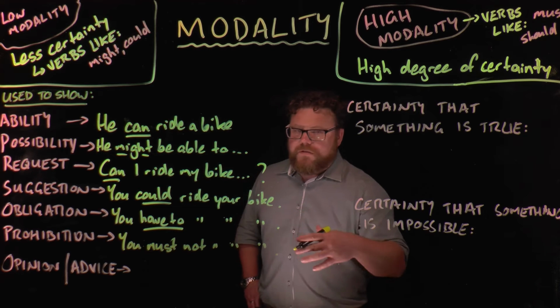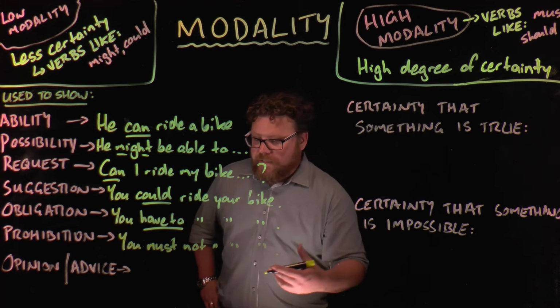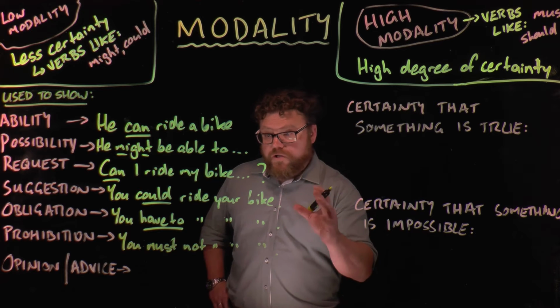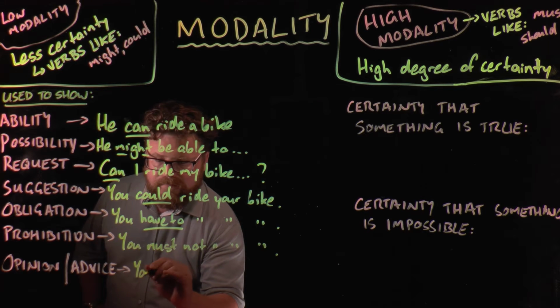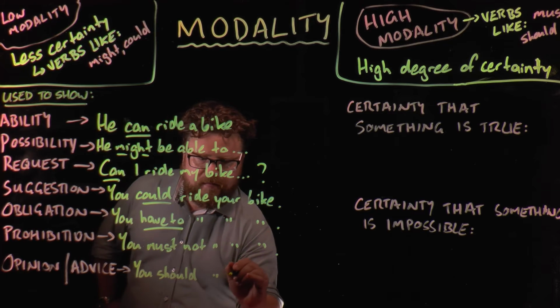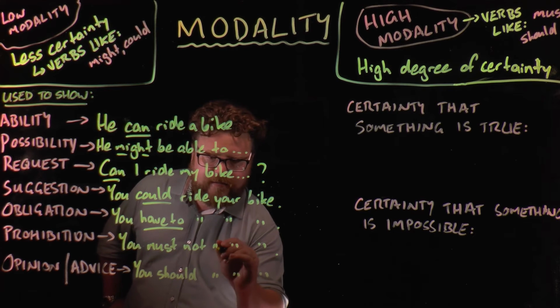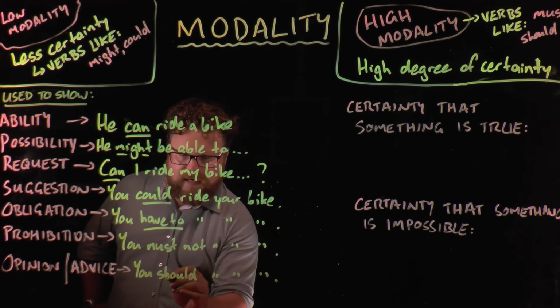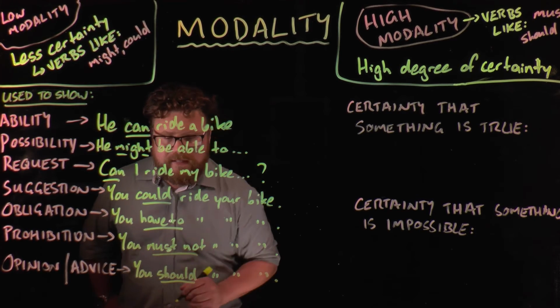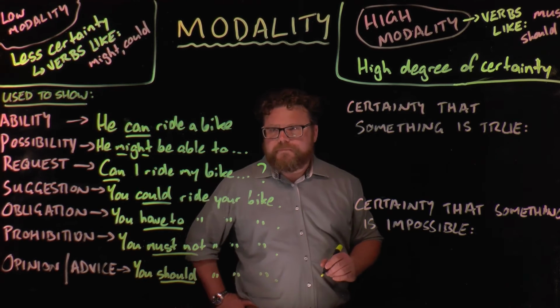It can also be used to give an opinion or give advice. For example, I think that you should ride your bike. So should is our modal verb here, and here must not is our modal verb in the negative.